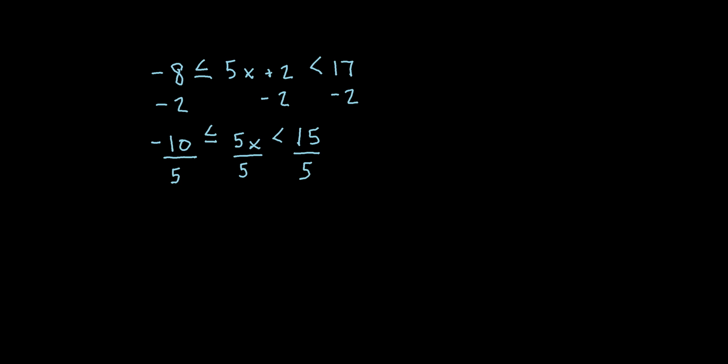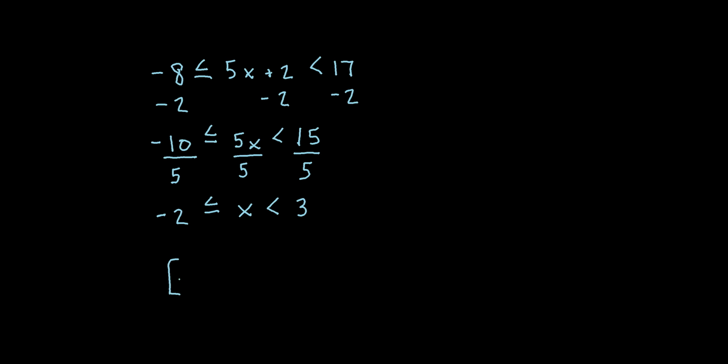So negative 10 divided by 5, that's negative 2. So less than or equal to, here we're just left with x, which is less than 15 divided by 5, that's 3. So our solution is x is greater than or equal to negative 2 and less than 3. If we wanted to write that in interval notation, we would write it like this.